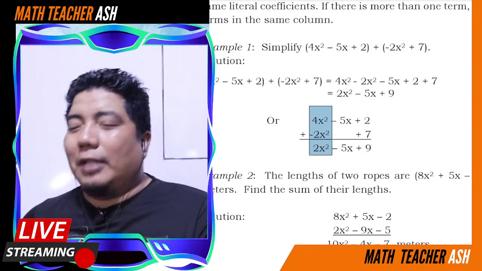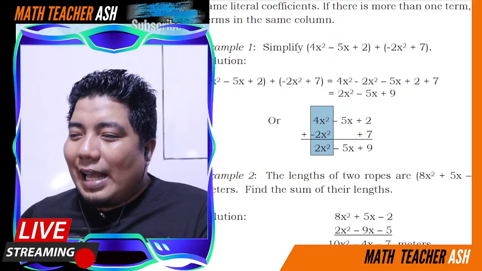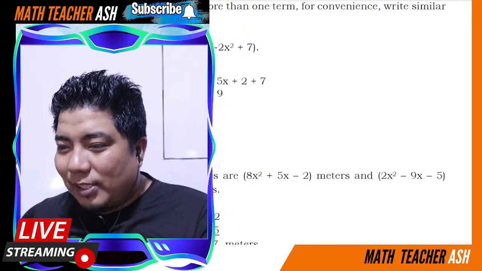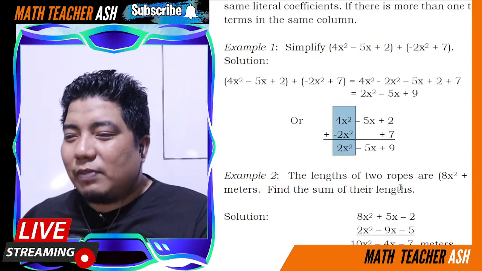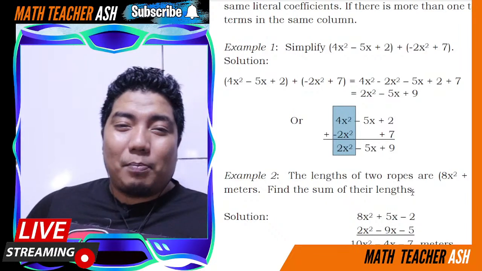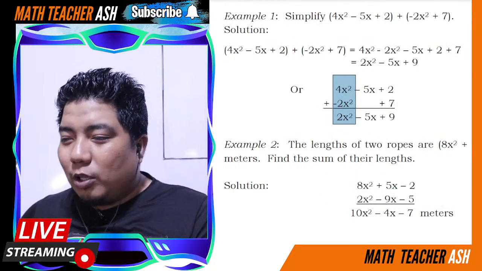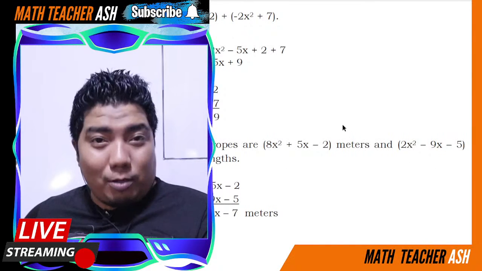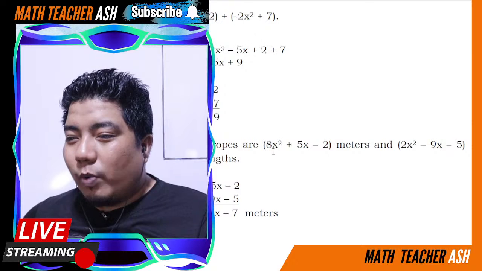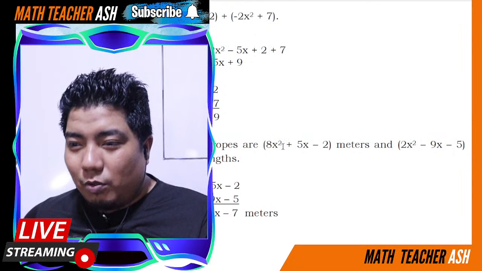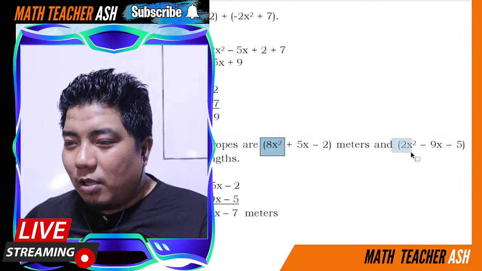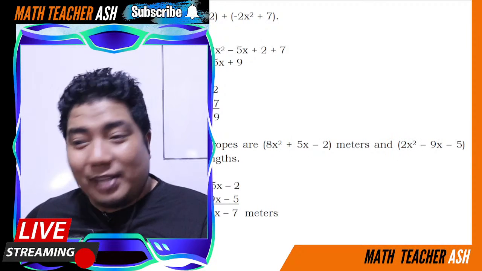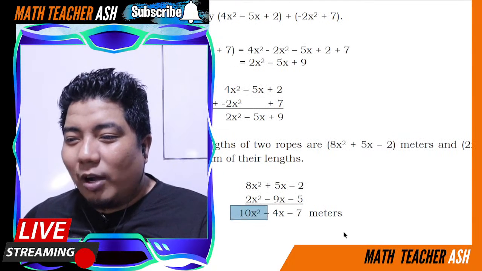So, how about this one? Example number 2. The length of two ropes are, yan, ang first given in meters, and ito naman ang first given in meters. Now, question is, find the sum of their lengths. So, when we say sum, we are adding. So, what you will do is you just add these two given expressions or polynomials. So, 8x squared, you have 2x squared. So, they are both in the second power. Ang tawag dyan, quadratic term. So, you could add them. The answer is positive 10x squared. This is the one.